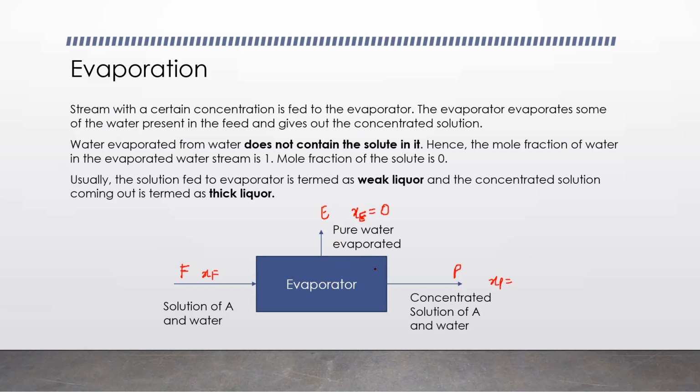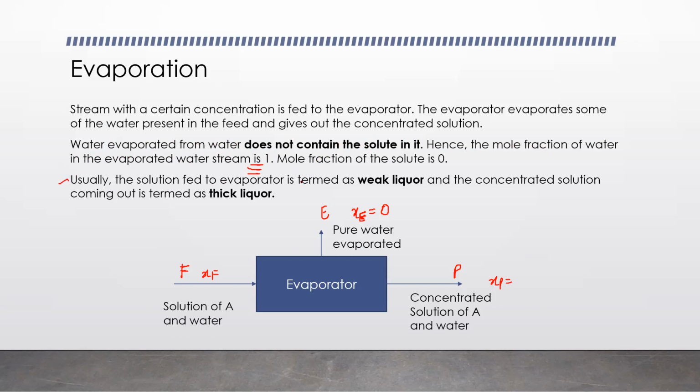So remember, it's these special cases for each of the unit operations that is why you have to study these unit operations separately. Otherwise it's the same. You simply need to form equations and solve, right? So that's all. Water evaporated from the solution does not contain the solute in it. Hence, the mole fraction of water in the evaporated water stream is 1. Hence, the mole fraction of the solute is 0.